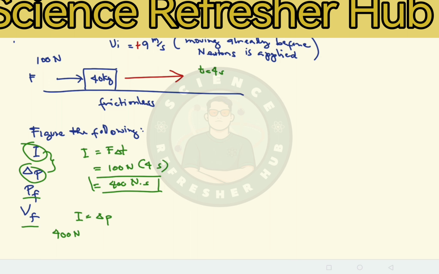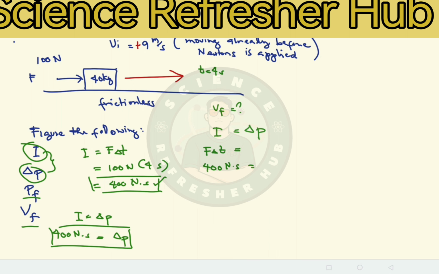Let's go back to this equation. Since we have 400 newton seconds, this is also the change in momentum because they are just equal. But let's try to find the final velocity using the theorem. Impulse is equal to change in momentum. Impulse is force times time. We already calculated it over here, so we can plug in 400 newton seconds. And for the change in momentum, the mass is 40 kilograms.